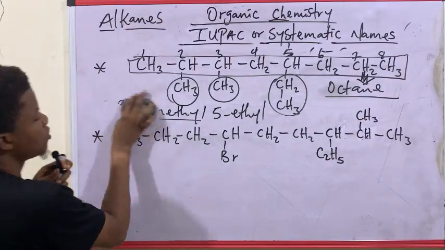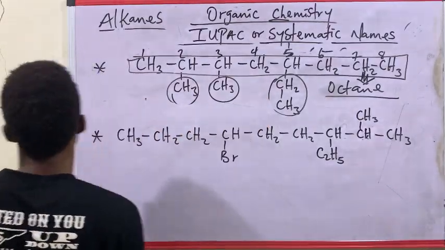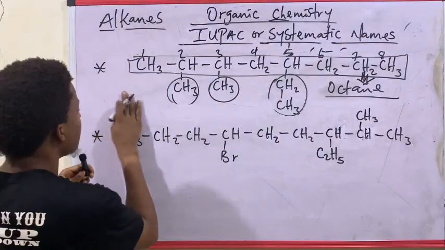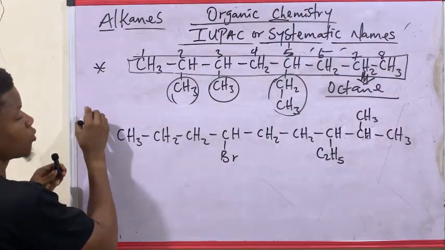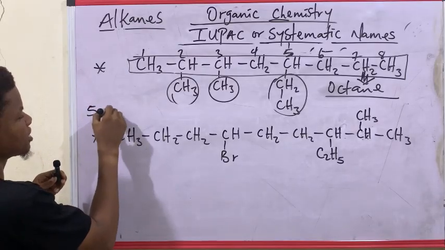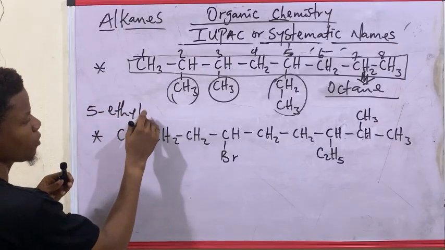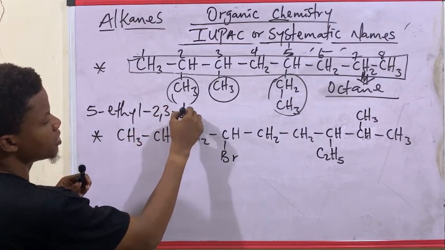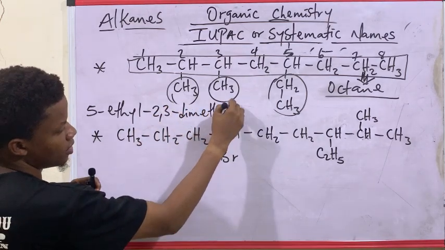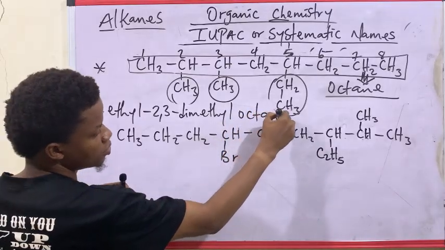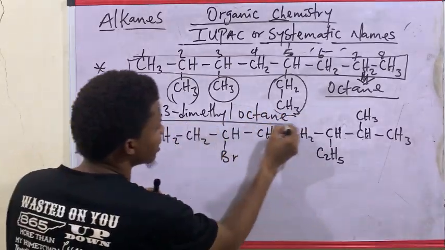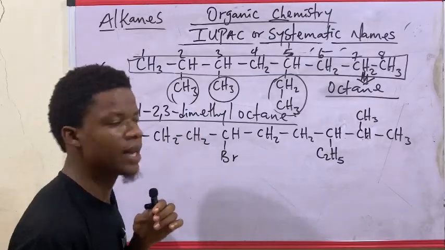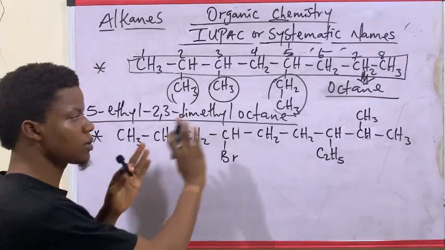This compound here will now be named as what? We now have 5 ethyl, 2 dimethyl, octane. So include the parent chain. So this is the IUPAC name of the compound: 5 ethyl, 2 dimethyl octane. That is the name of the compound.